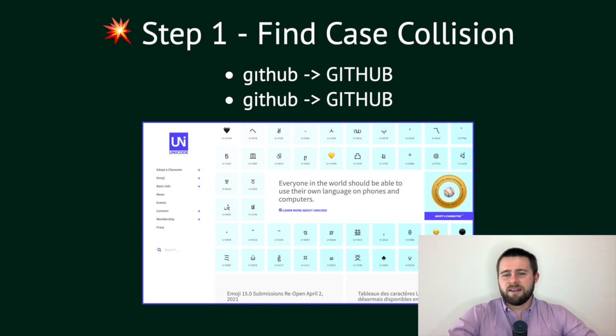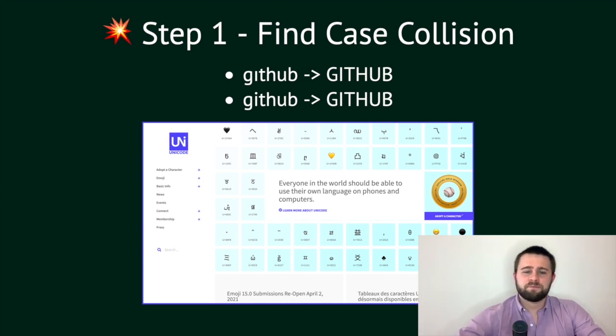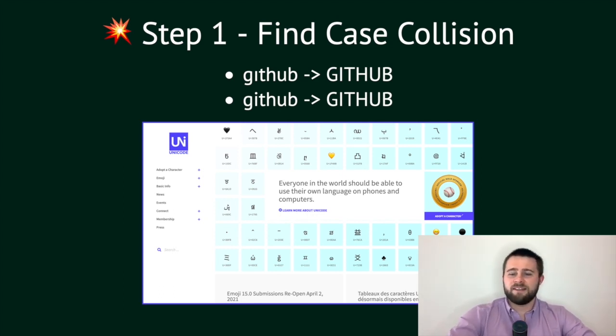So the first step here was case collisions. And what is a case collision? So in Unicode, all of the letters from all of the scripts that humans use are represented or are planned to be represented. And uppercase and lowercase are not simple concepts. They're not a one-to-one mapping. So you might see on the left here, we have two lowercase versions of the string GitHub that would uppercase to the same GitHub, uppercase GitHub on the right.